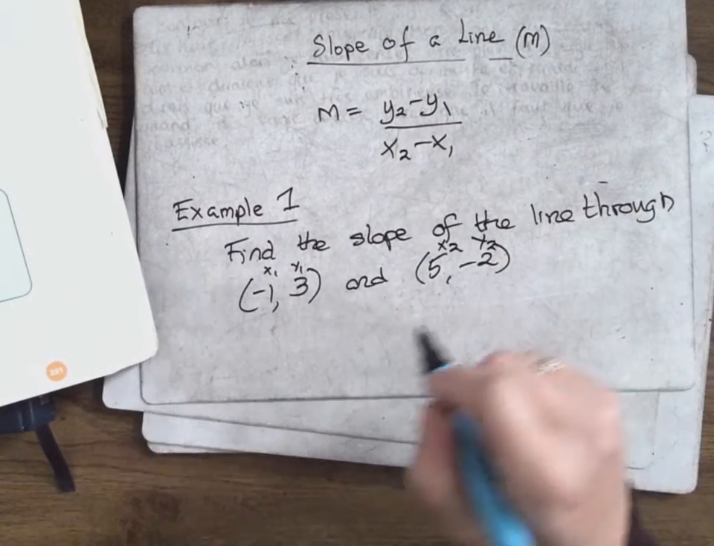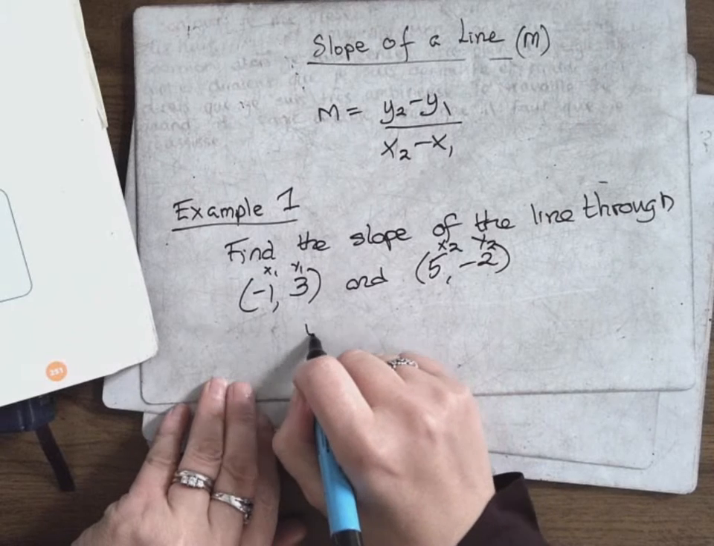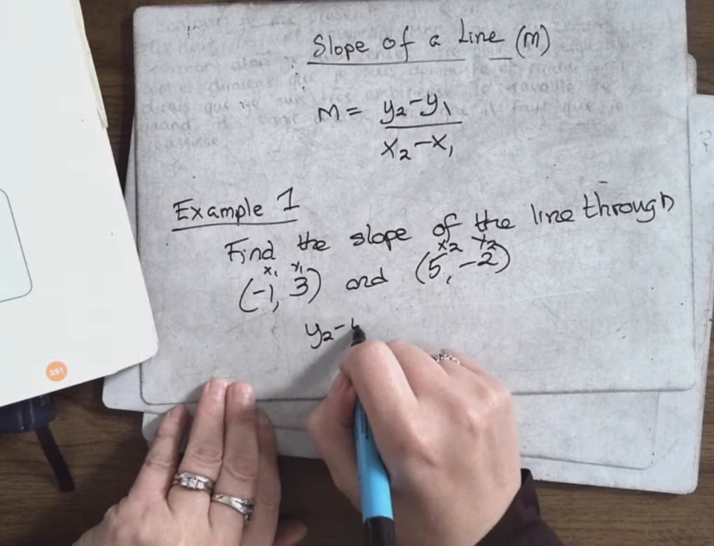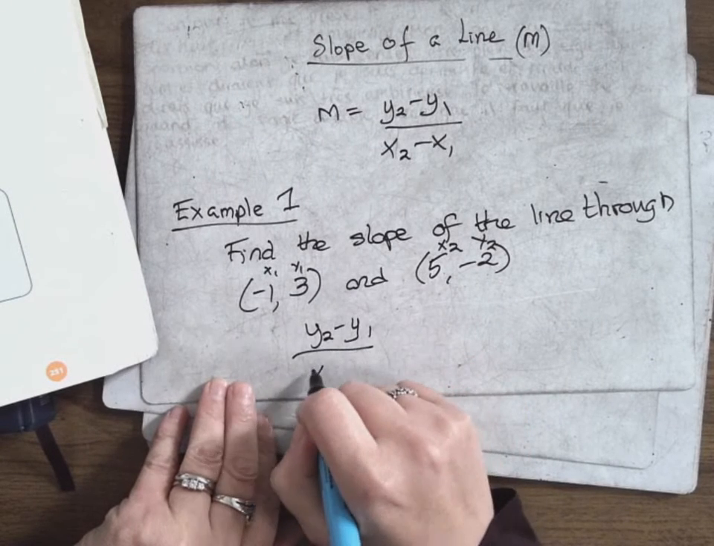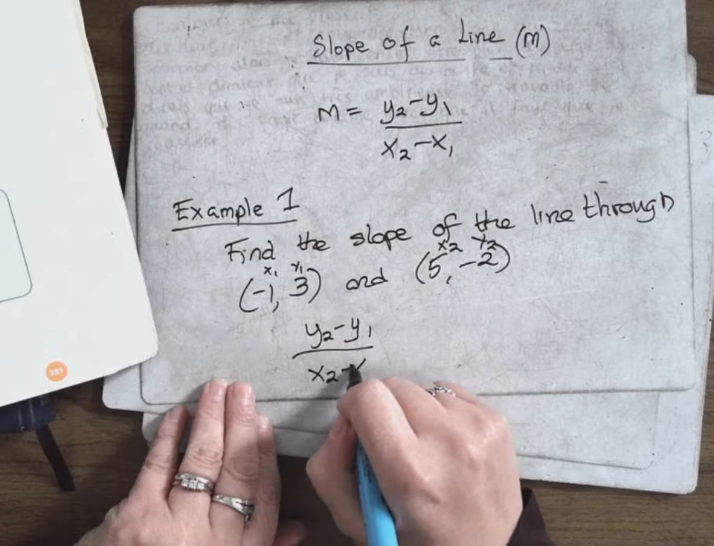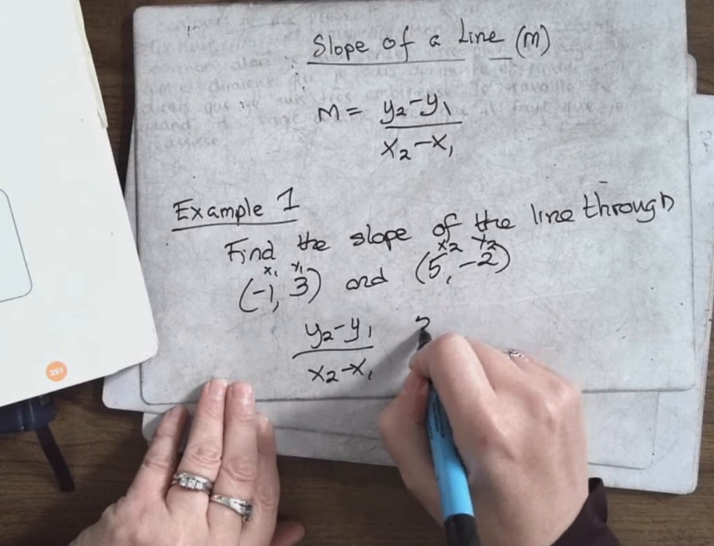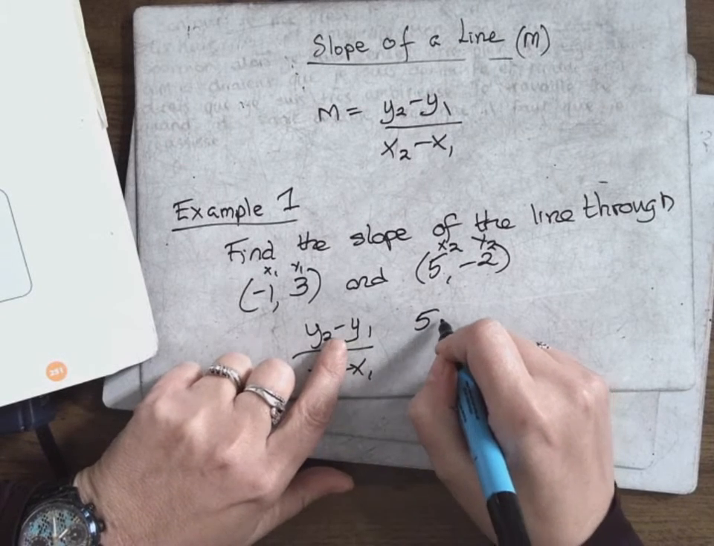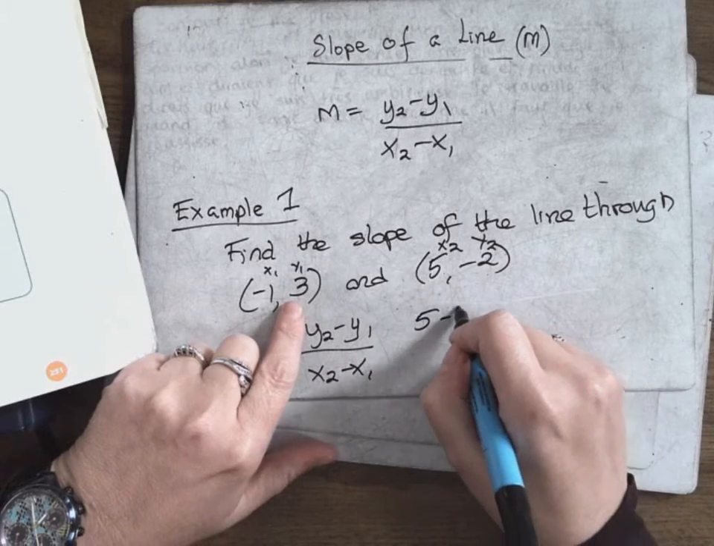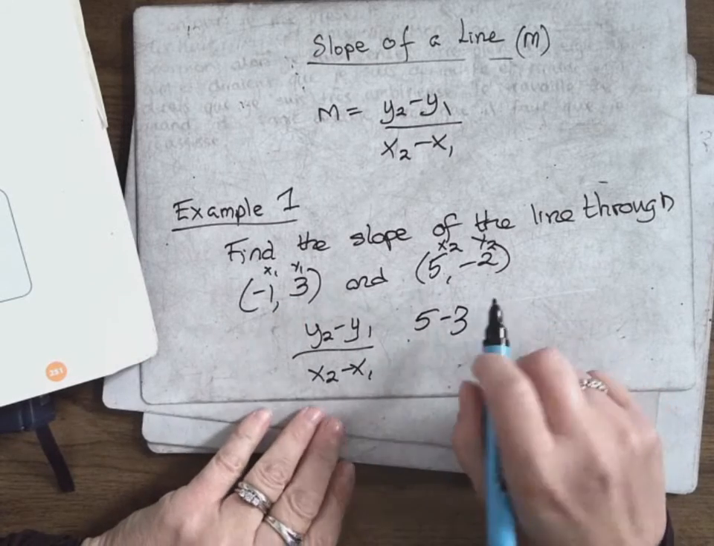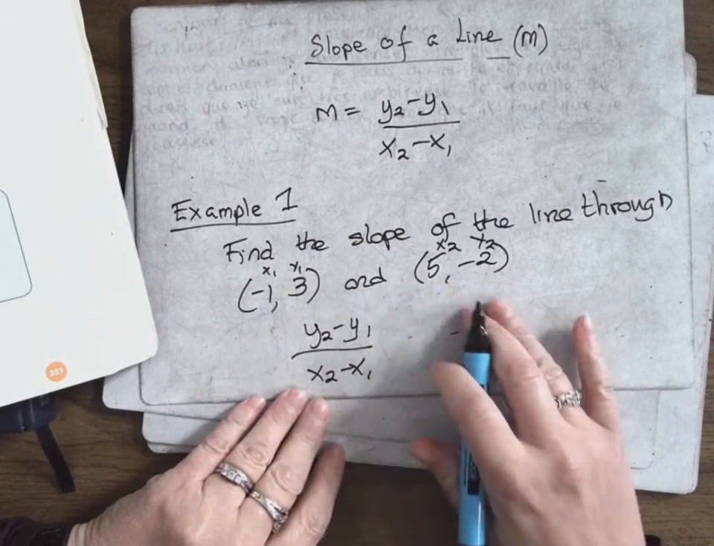Okay, so then you fill in. So the formula is y2 minus y1 all over x2 minus x1. So y2 is 5. Then there's a minus sign. Then there's y1 is 3. Right? Yes, it is.